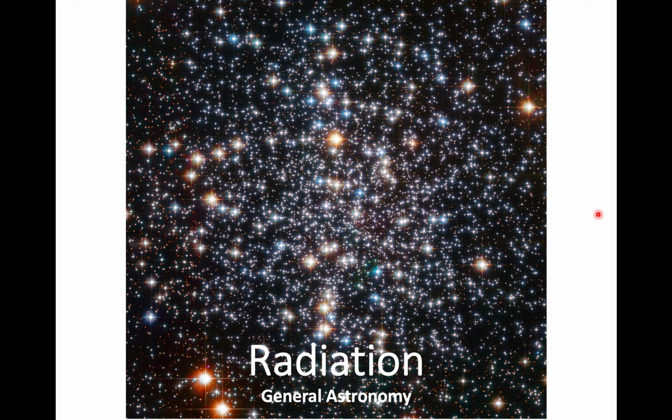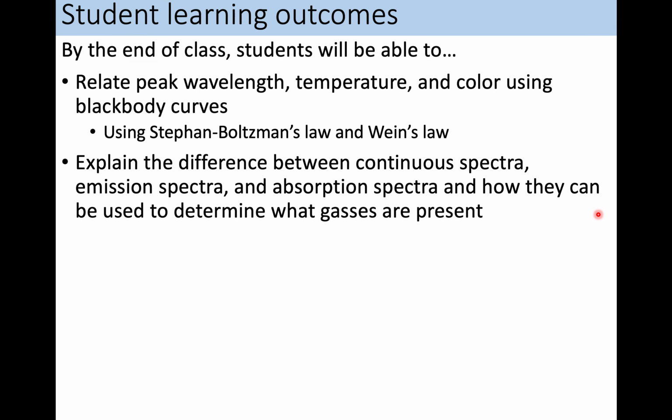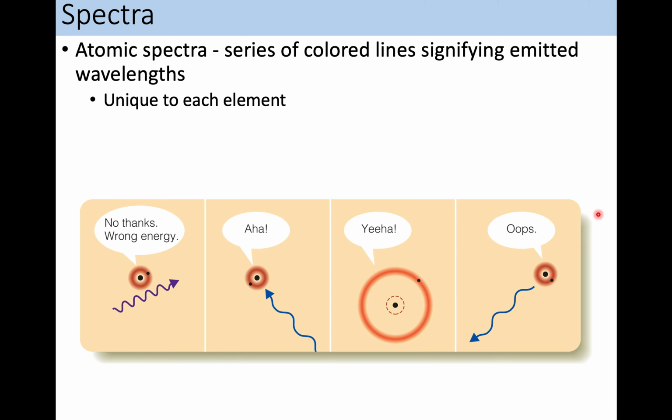Hi everyone. In this lecture, we are going to continue talking about light, specifically types of radiation, and start talking about starlight. So we will be looking at wavelength, temperature, and color using what we call black-body curves. We'll introduce Stefan Boltzmann's law and Wien's law, and then we'll look at the difference between different types of spectra.